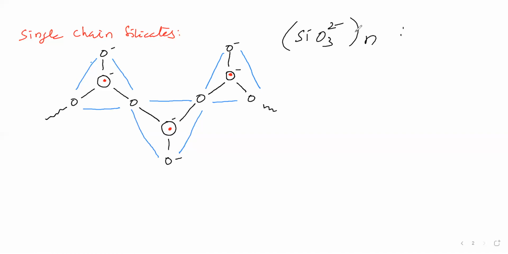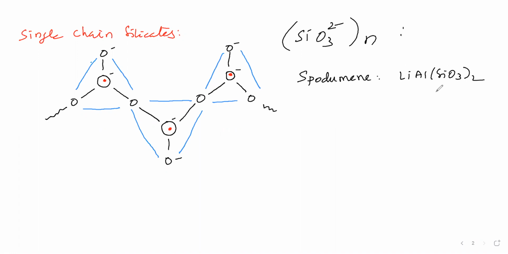Here in this SiO4 unit, 2 oxygens are shared with the neighboring SiO4 units. This oxygen is shared with the 2 SiO4 units, and this oxygen also is shared with the 2 SiO4 units. Therefore, from this SiO4 unit, 2 oxygens are shared with the neighboring SiO4 units. An example of single chain silicate is spodumene. Its formula is LiAl(SiO3)2.